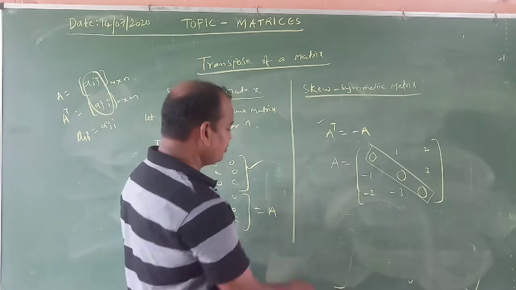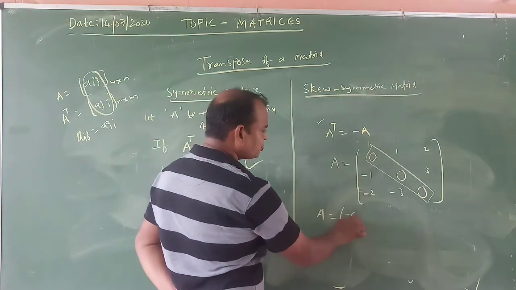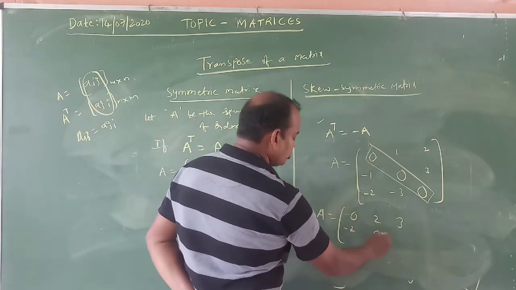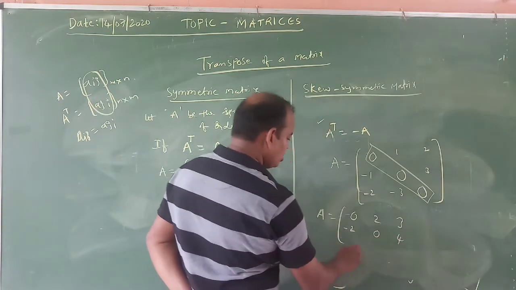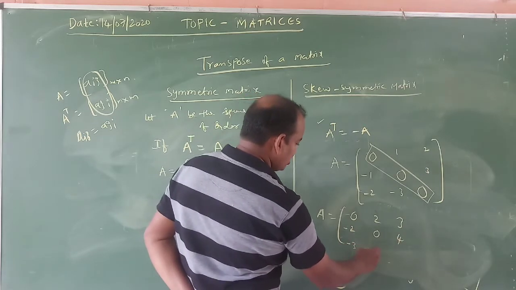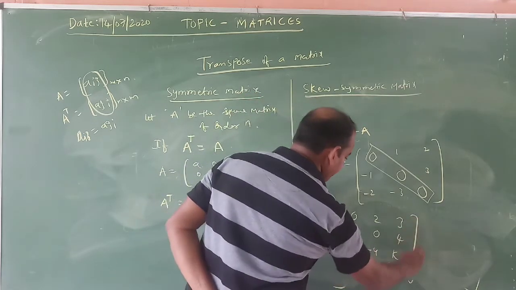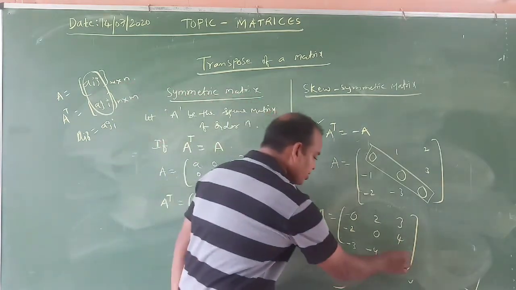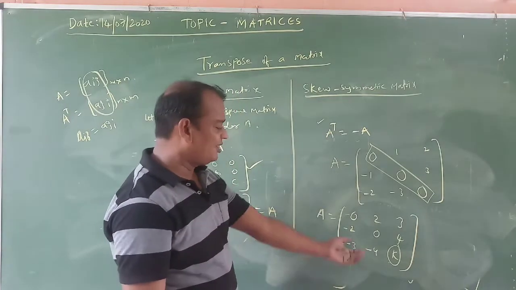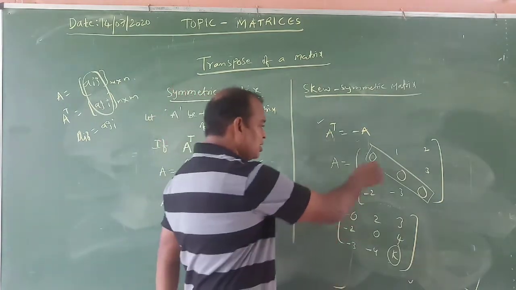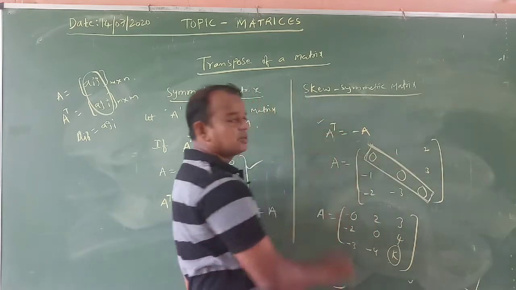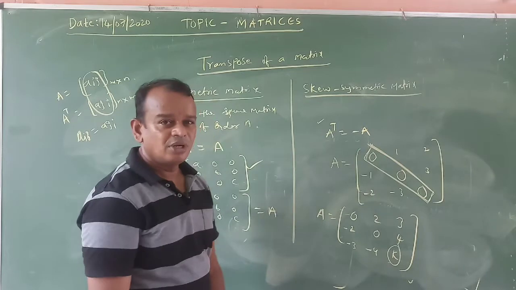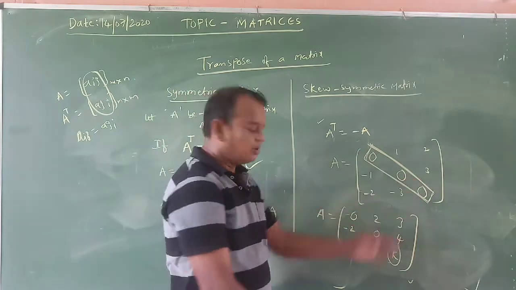From the examination point of view, suppose A is equal to 0, 2, 3; minus 2, 0, 4; minus 3, minus 4, K, and it is a skew symmetric matrix. Then find the value of K. What about the K value? Already I told you before, in a skew symmetric matrix all the principal diagonal elements must be equal to 0. So the K value must be equal to 0.